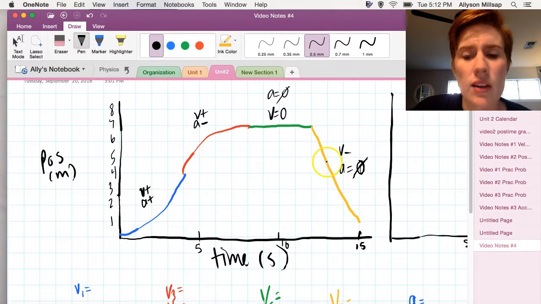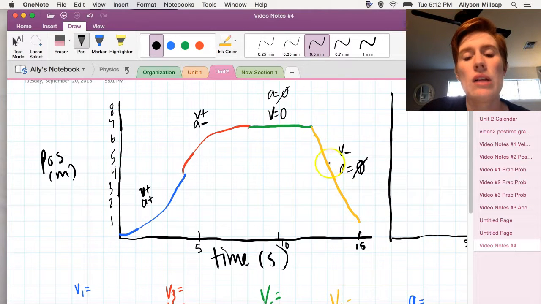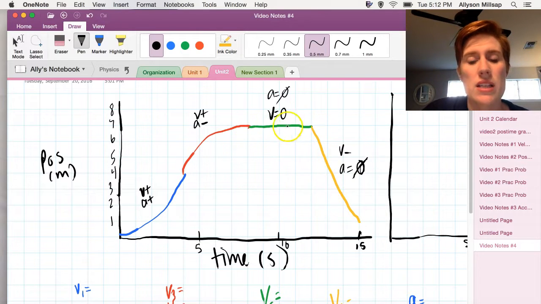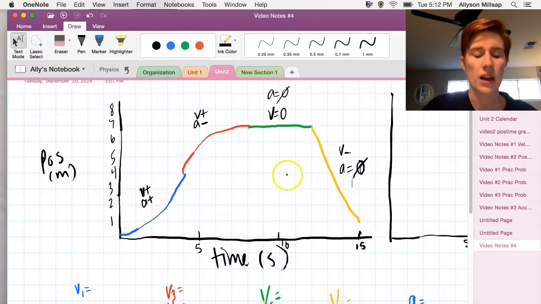So both the green and the yellow line, velocity is constant. The yellow line shows that my velocity is constant in the negative direction, and the green line shows my velocity being constant at 0. Okay.